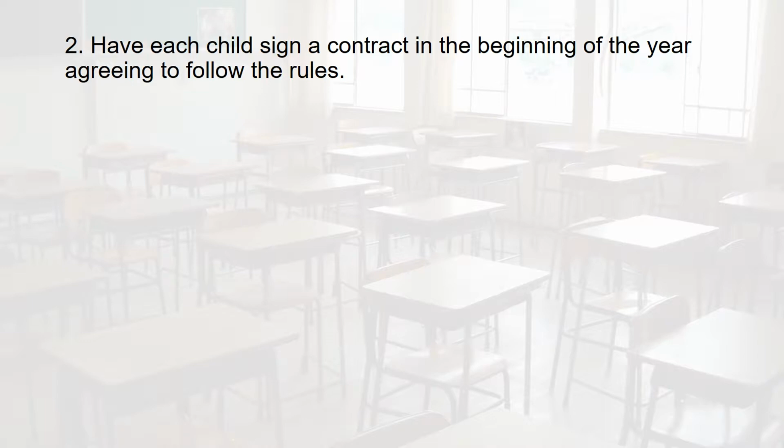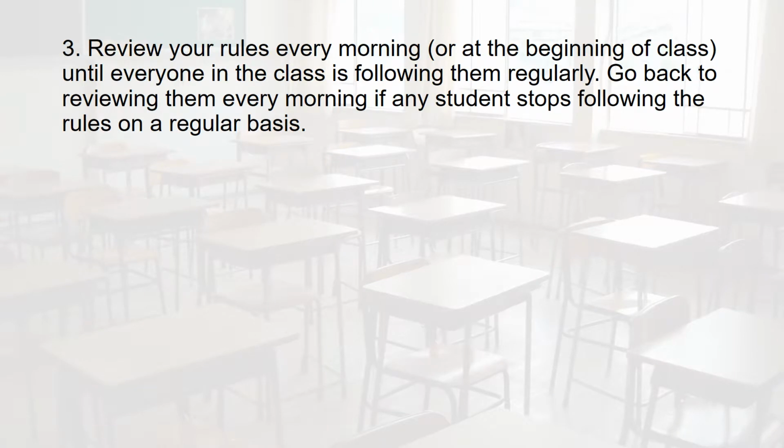Tip number 2, have each child sign a contract in the beginning of the year agreeing to follow the rules. Tip number 3, review your rules every morning until everyone in the class is following them regularly. Go back to reviewing them every morning if any student stops following the rules on a regular basis.